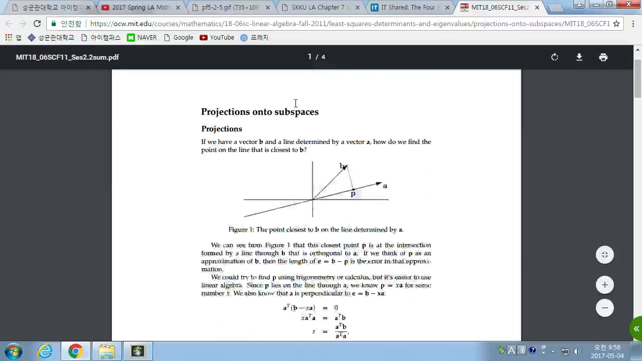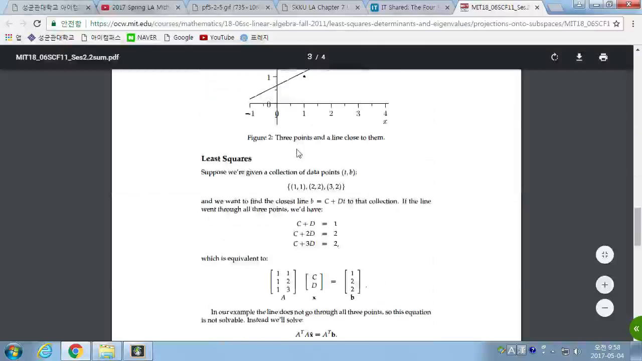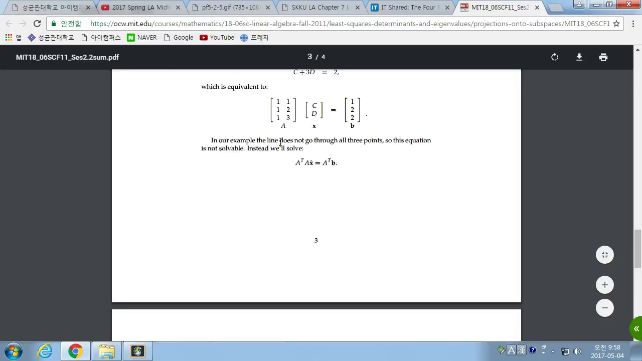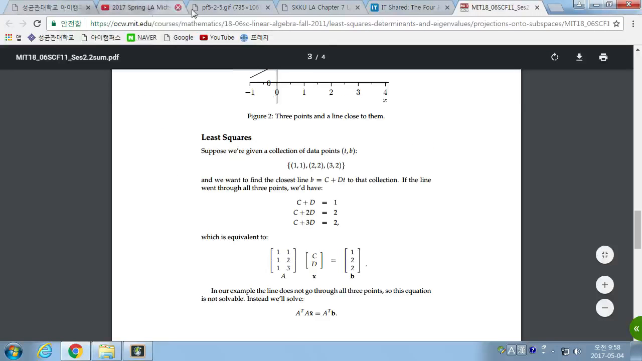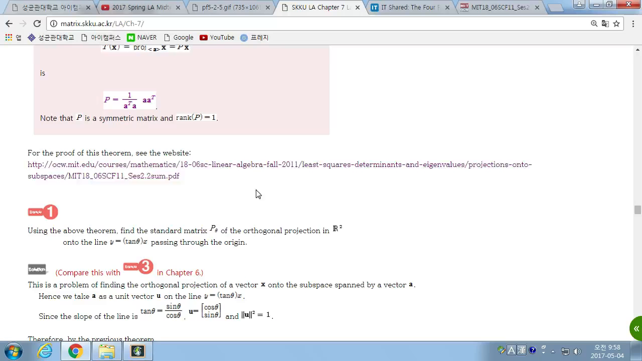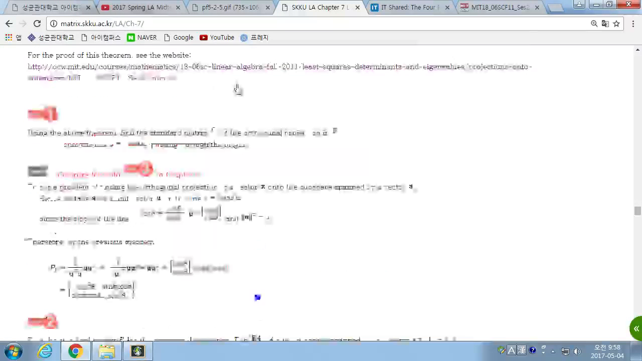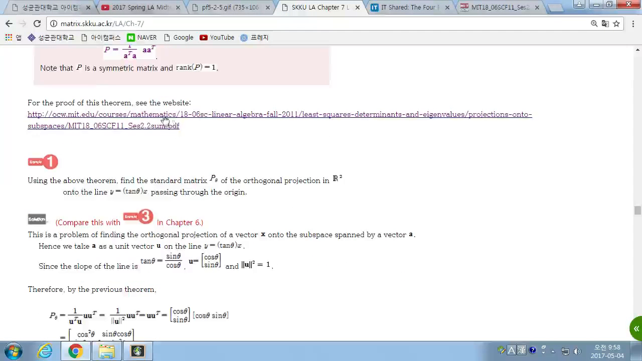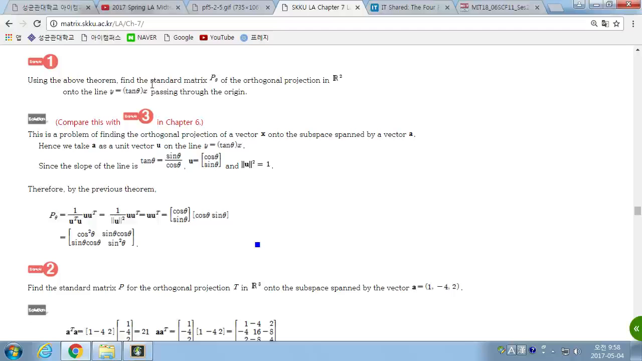This shows the same ideas, and these were explained in, I think, an MIT lecture. Anyway, the explanations are very well written here. Using the above theorem, find the standard matrix P theta of the orthogonal projection in R2 onto the line y is equal to tangent theta x passing through the origin.